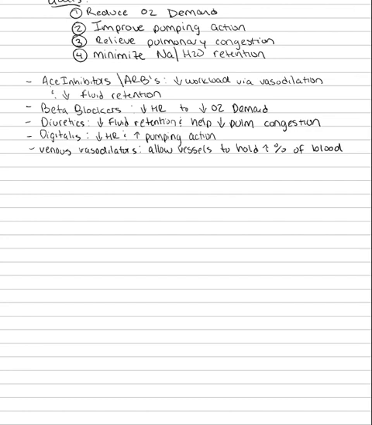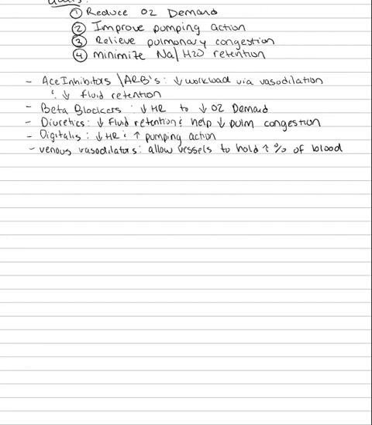Beta blockers may also be used, and that's going to be to decrease the heart rate, which, as we just talked about, is going to decrease the oxygen demand and at the same time improve your supply to the ventricular muscles. Diuretics may also be used to decrease fluid retention and at the same time help reduce pulmonary congestion. You may see digoxin from the digitalis class, which is going to decrease heart rate, which we said will decrease your oxygen demand and improve your oxygen supply, and at the same time digoxin is going to improve your pumping action.